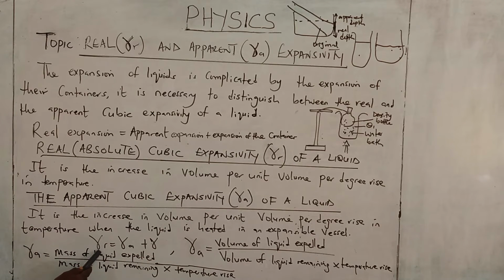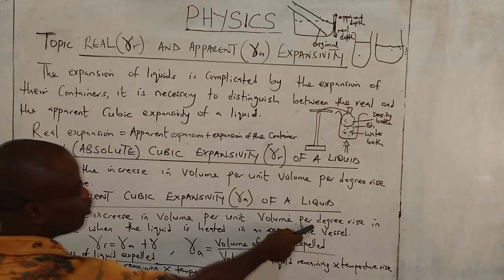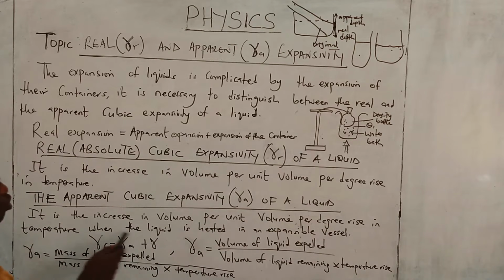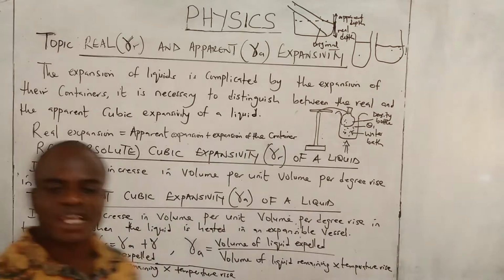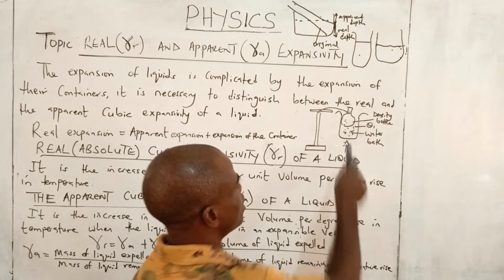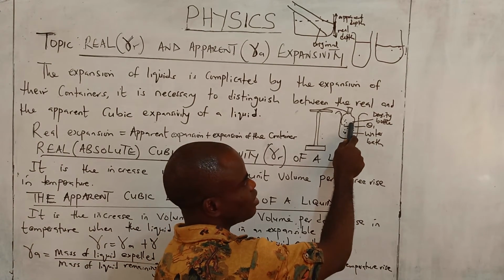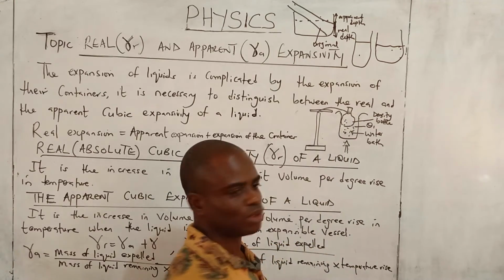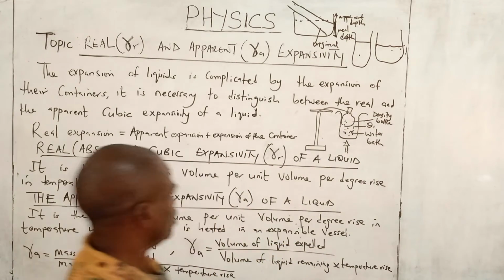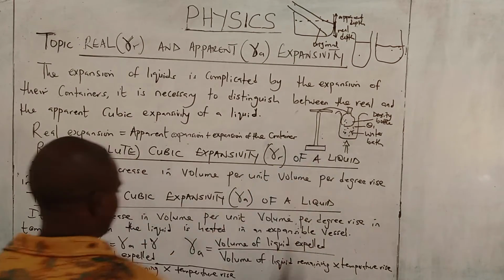That's the formula I put here. Real cubic expansivity equals apparent cubic expansivity plus cubic expansivity of the container. Now, the apparent cubic expansivity of a liquid is the increase in volume per unit volume per degree rise in temperature when the liquid is heated in an expansible vessel. This is the expansible vessel. Is that okay?